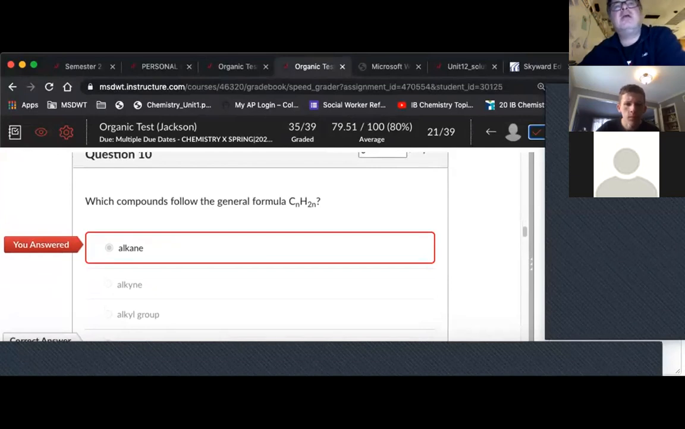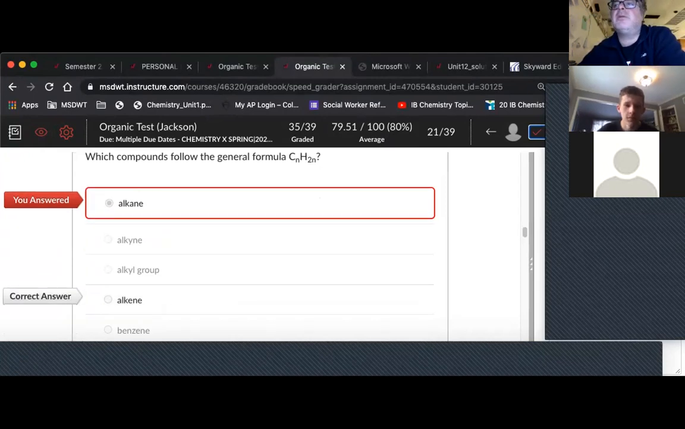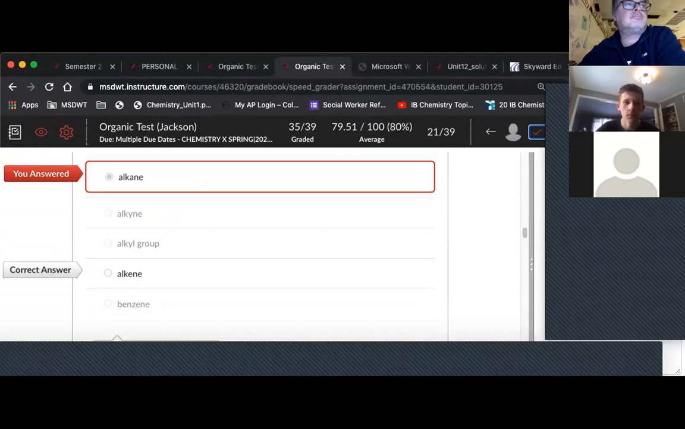Alkane is CnH2n+2. Oh, yeah, that would actually be an alkene because you have a double bond, which means you lose those 2 extra H's. Yeah, that makes sense.